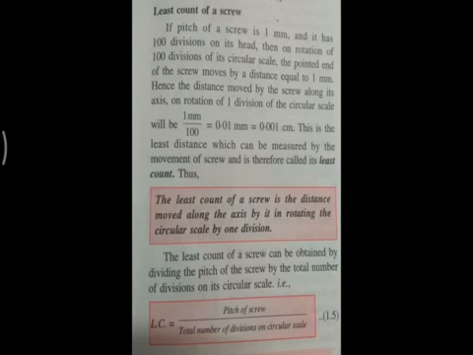So what will the least count be? The least count will be the pitch of the screw divided by the total number of divisions, right? Pitch is 1 millimeter, and divisions are 100. So 1 upon 100 becomes 0.01 millimeter. This is the least count of the screw. And if you want to convert millimeter into centimeter, it will become 0.001 centimeter, right? So this is the least count of the screw gauge. So if I compare it with the scale, what is the least count?